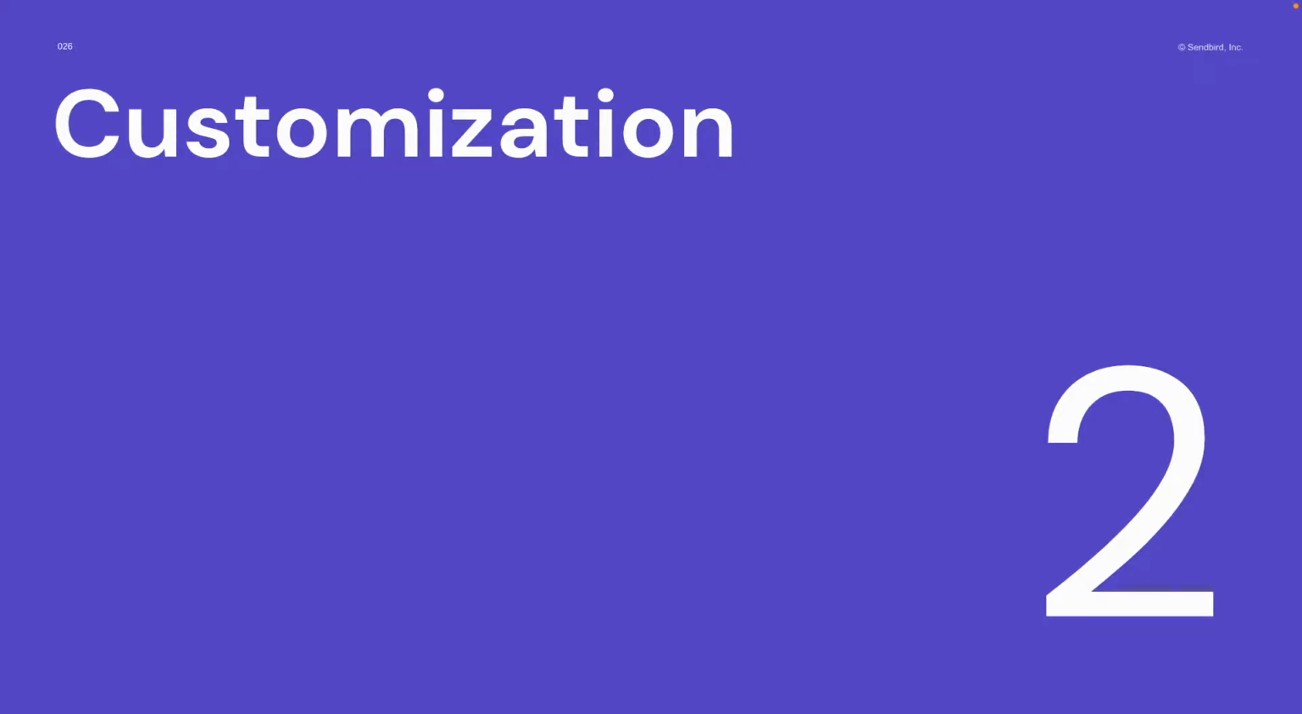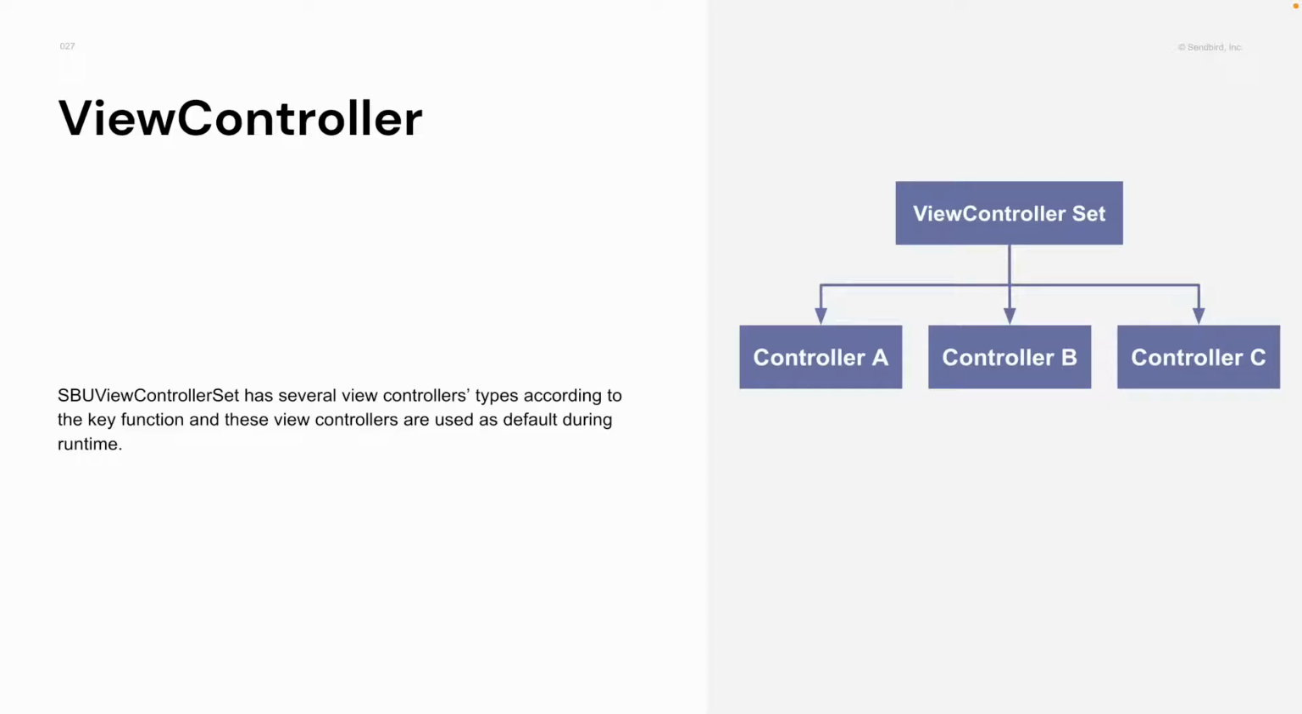Let's move on to the next section. Here you will discover various ways of customizing views with the new UIKit version. First, I'm going to tell you how to customize the view controller. ViewControllerSet has several view controller types according to the key functions, and these view controllers are used as default during runtime.